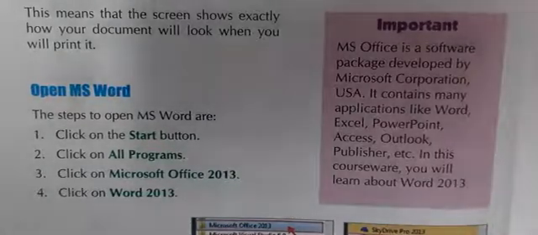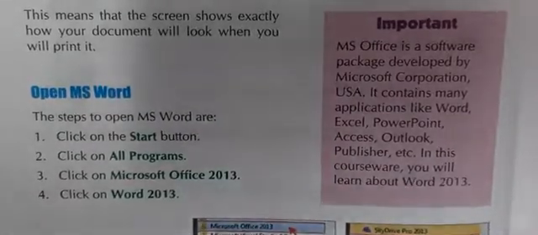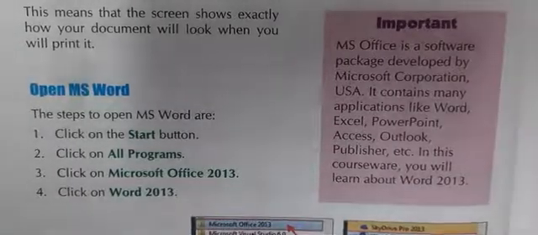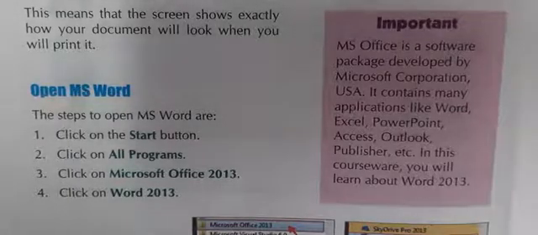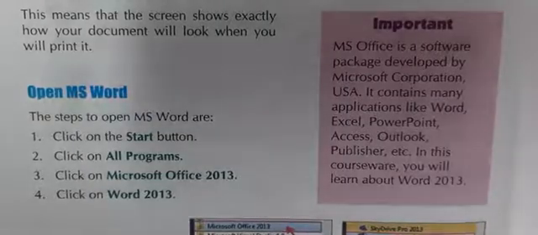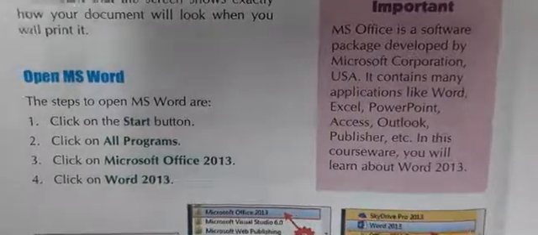So let's learn how we can open MS Word. The first step is always the same. To open any program, first we will click on the Start button, then we will click on All Programs. After that we will go to Microsoft Office, and among the Microsoft Office package we will select Word 2013. So this is how we will start Microsoft Word, or MS Word for short. We can look at the picture also.